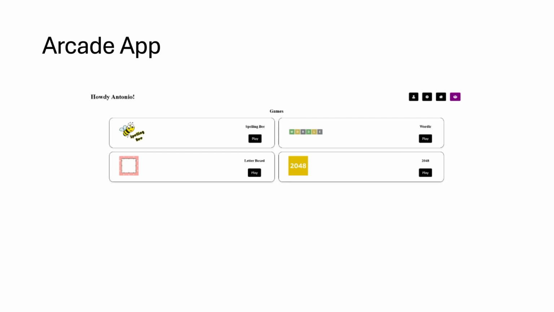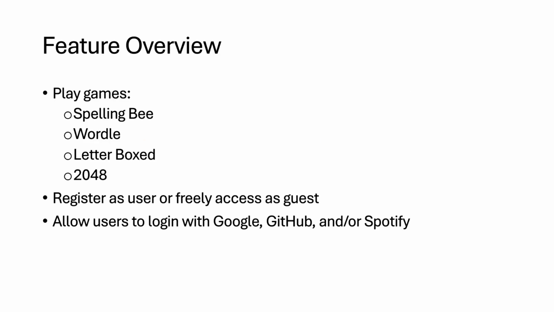In order to address these issues, Professor Richie tasked us with creating an alternative to the New York Times page that provided some of the same games, however, without some of the issues that he brought up. And so some of the features that we have included on our app are obviously the ability to play games. Right now we have 4 games: Spelling Bee, Wordle, Letterboxd, and 2048.